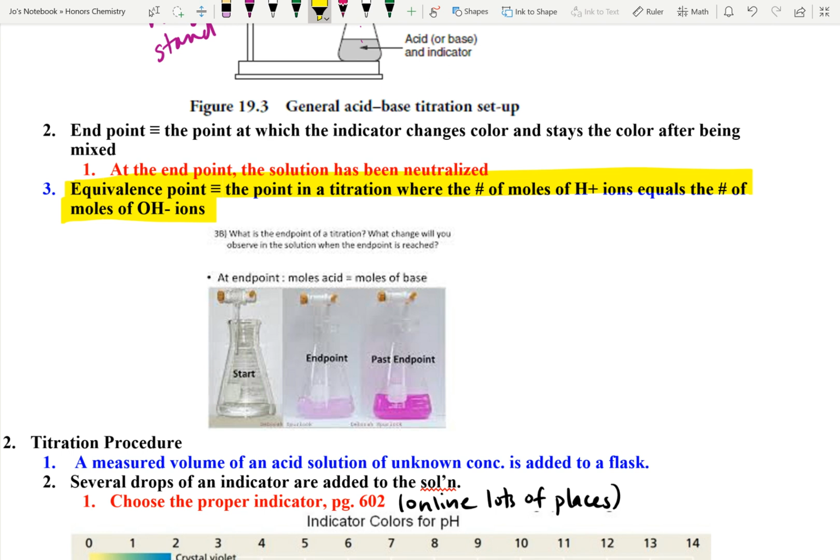A lot of times we say the endpoint and the equivalence point are about the same, but the reality is there are some slight differences. But with the equipment and stuff that we have, it's the best assumption we can make.